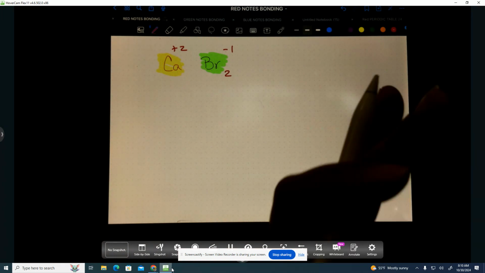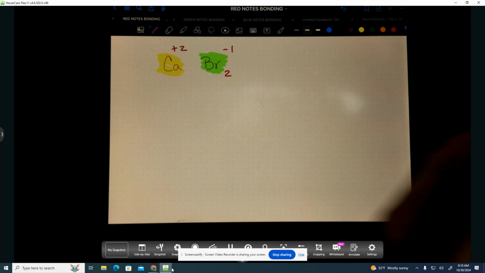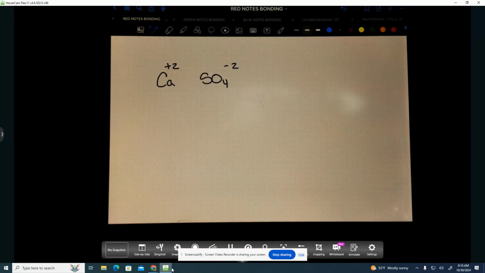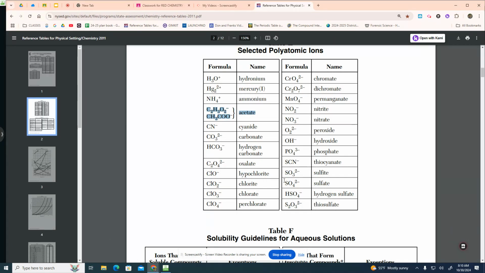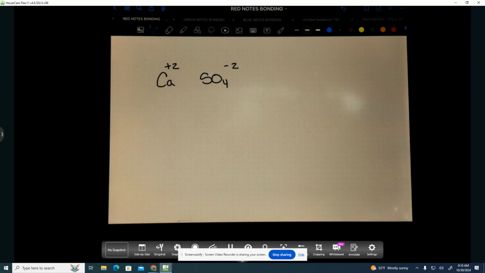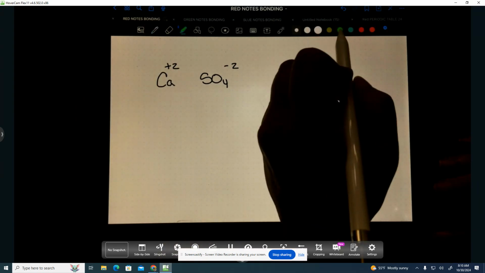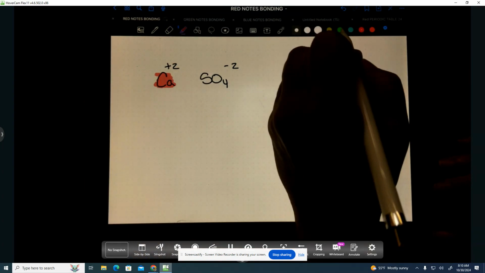Let's take sulfate, for example. Okay? Let's say we had calcium +2, and we had sulfate, which is a -2. Everybody see the -2 on their table E. See where sulfate is? Right here? You see how it has a -2 charge? Okay. We are going to use that to bring down just like we did before. So here's my cation. Here's my anion.